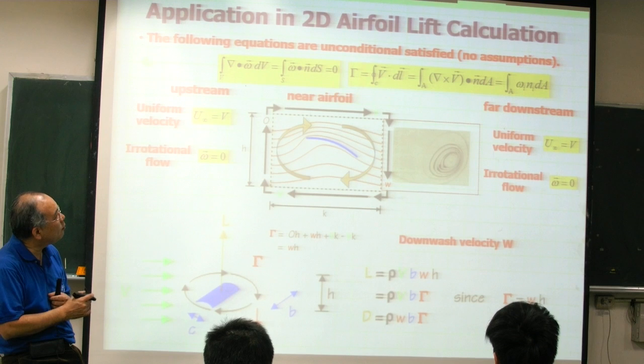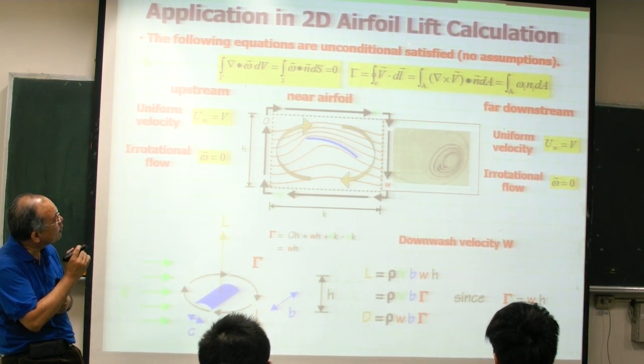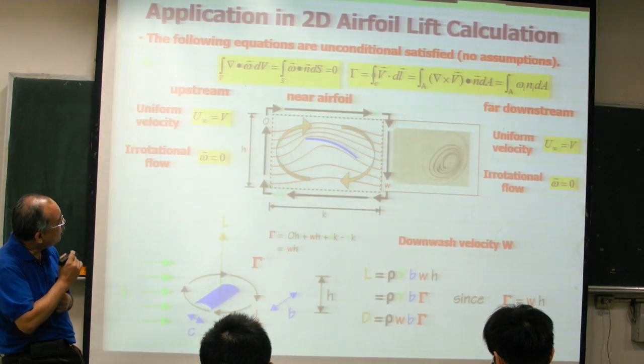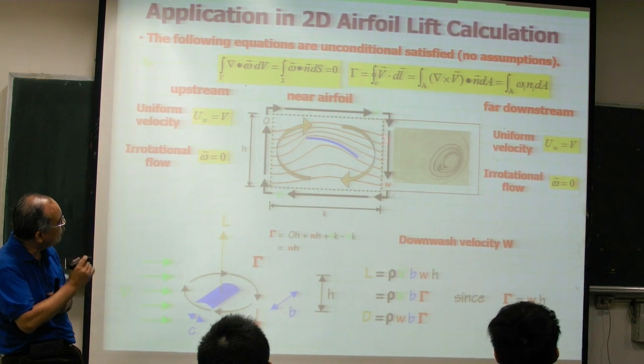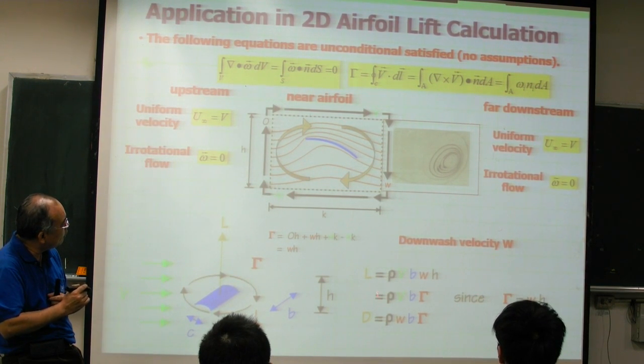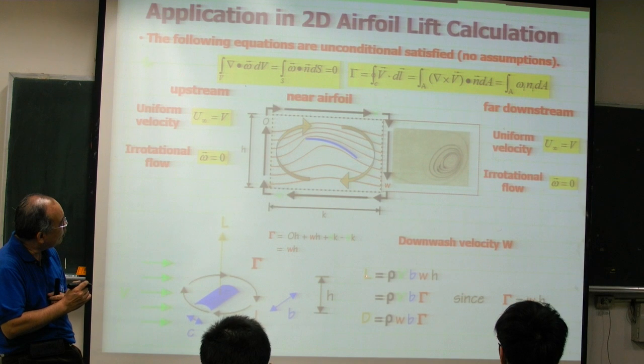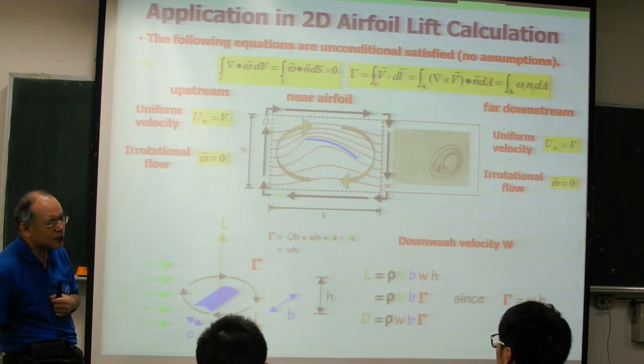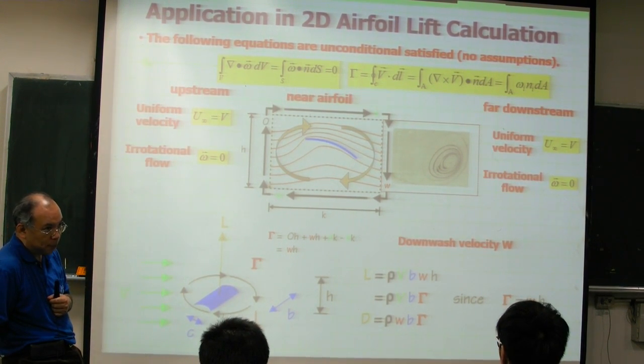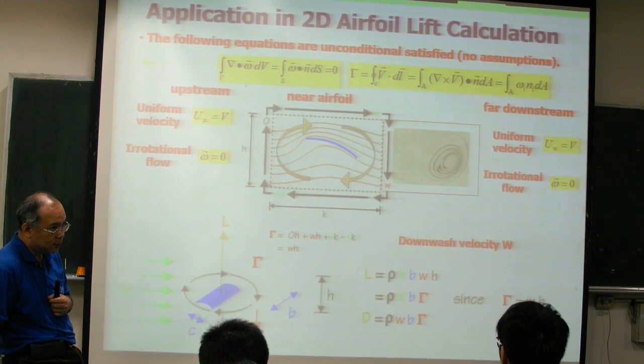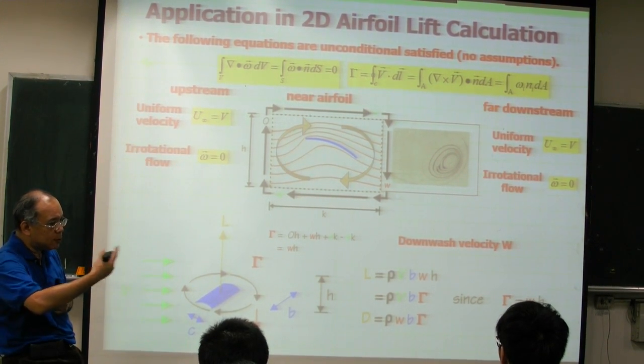And how come the 2D airfoil lifting theory can generate the circulation, and then this circulation induces this lift, without any vorticity inside? So here is one of the explanations.